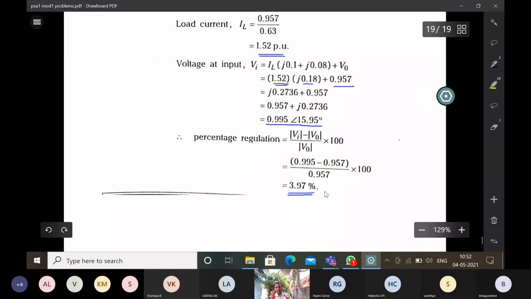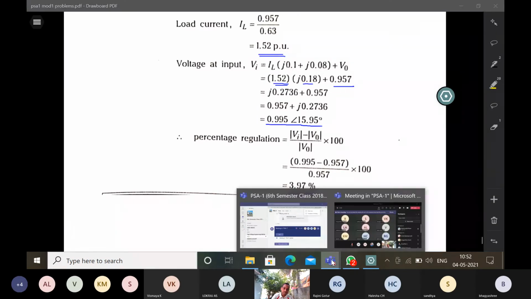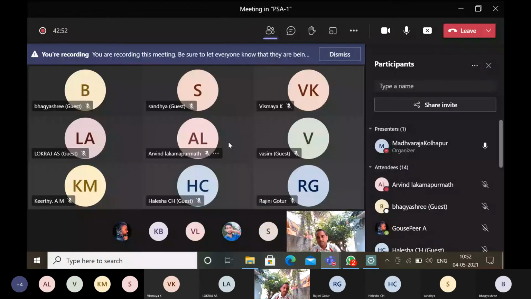Is it clear to everyone? Any doubt regarding this? How to calculate the percentage regulation? Is it clear? All of you got this answer? Sandhya.